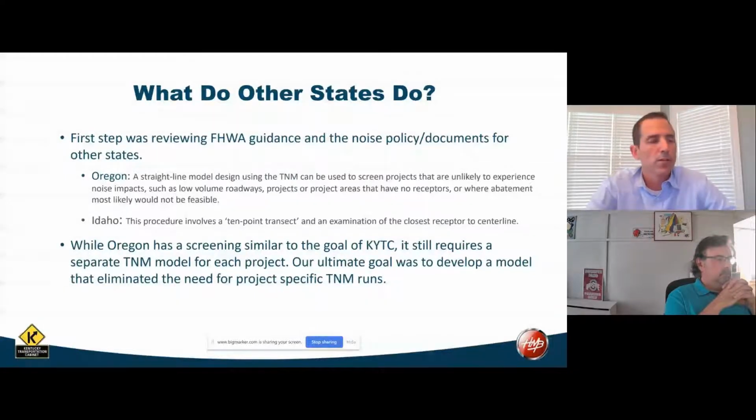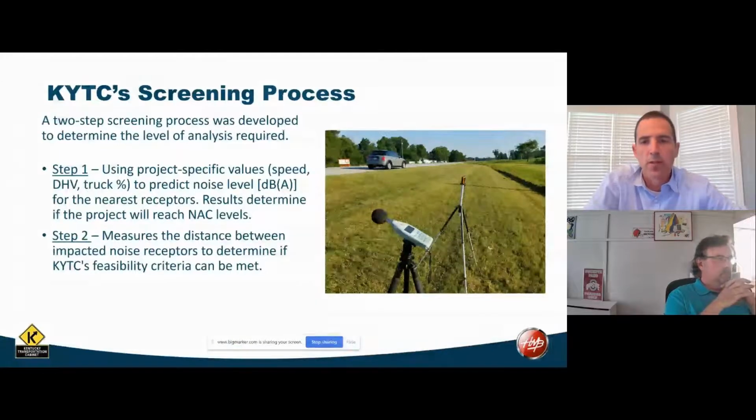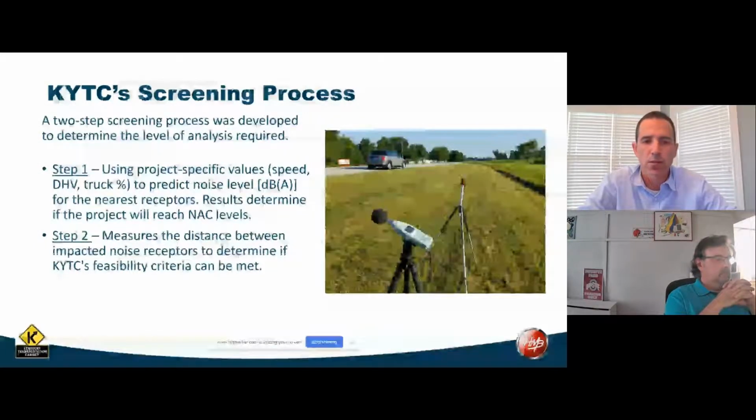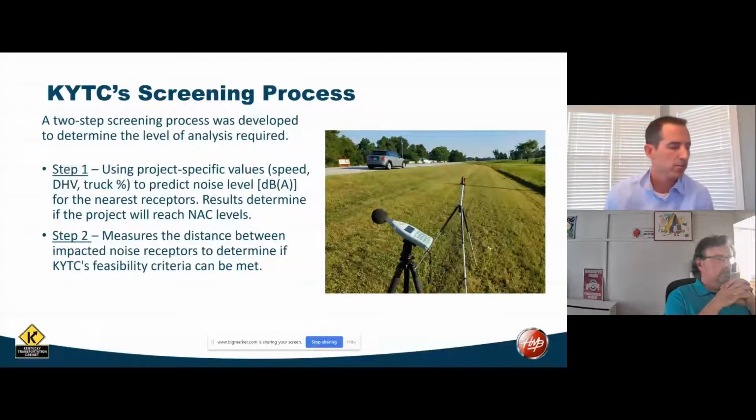So we used that. We figured we were kind of on our own coming up with this idea, so we did a little bit of brainstorming and came up with a couple of ideas. What we came up with is a 2-step process to determine the level of analysis required. The first step would use the project-specific data, the speed, DHV, and truck percentage, to predict the noise level for the receptors nearest to the proposed roadway. The results from that step would determine if the project would reach NAC levels.